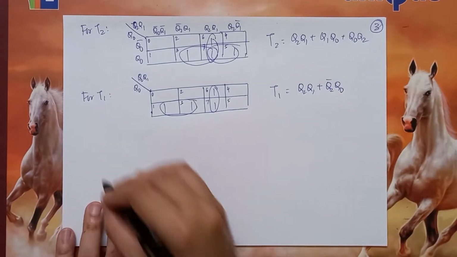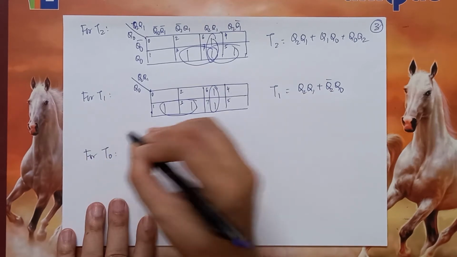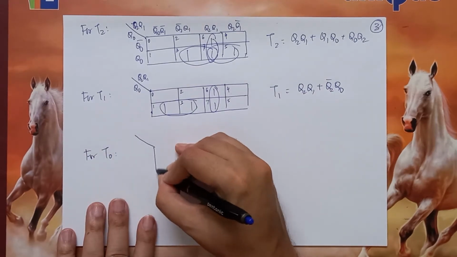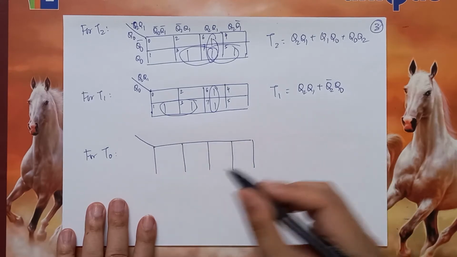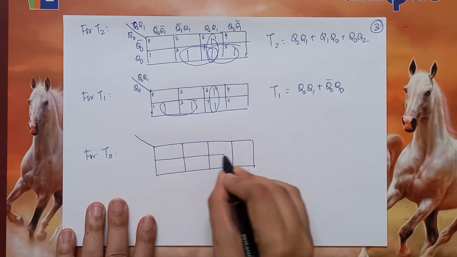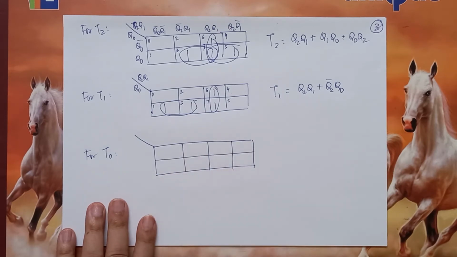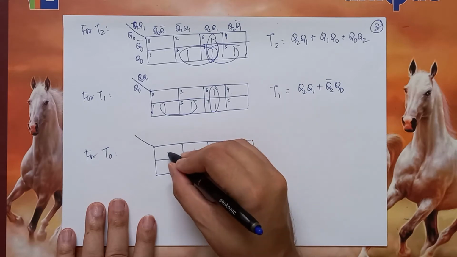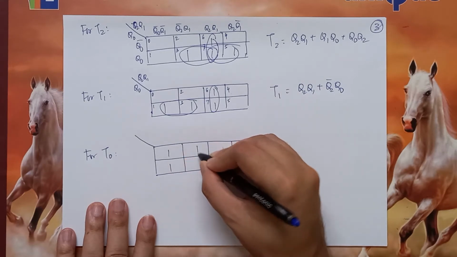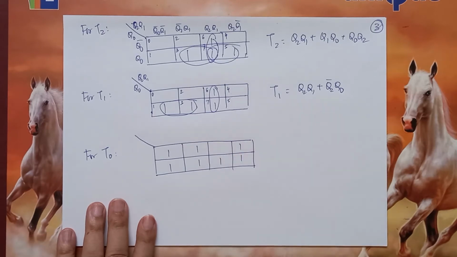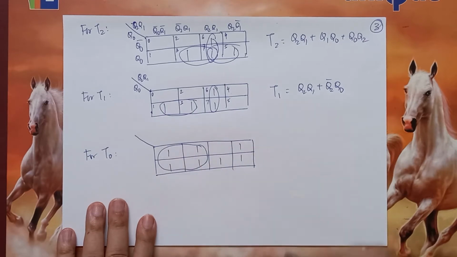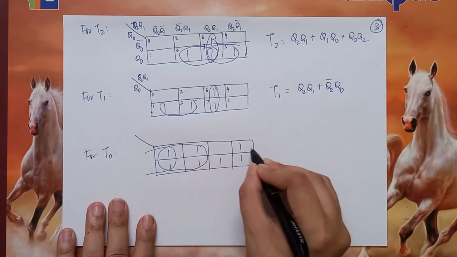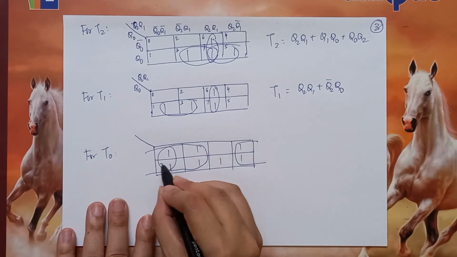This is T1. And for T0, the K map would look like this. So except 6, all are 1s. So we can make one group of 4. We can make another group of 4 and another group of 4 in this way.